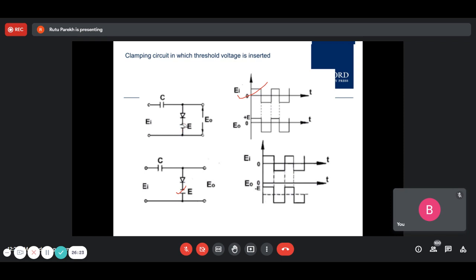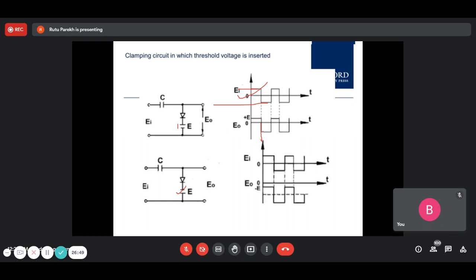Whenever it is plus, so whatever it is. Let's say that this is minus 5 to plus 5. So this is minus 5, this is plus 5. And this is 1 volt. So initially it will be what? 0. And then this will be what? If this is plus 5 and this is minus 5, what is the peak to peak?